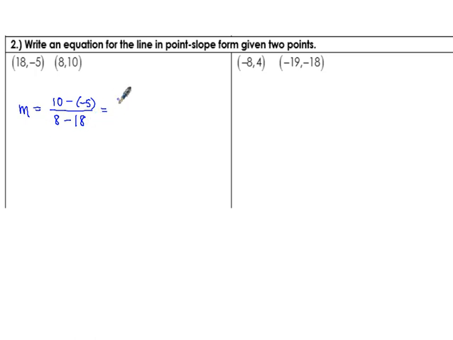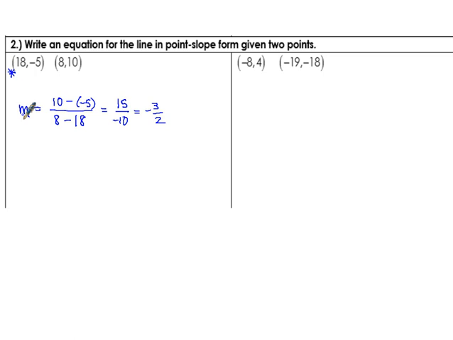I've got 15 over a negative 10, which simplifies to a negative 3/2 as my slope. Now that I have my slope, guess what? I can write an equation in point slope form. I have two ordered pairs, so I could write out two equations, but I really just need one. But for the sake of seeing the notes, I'm going to do both of them, but you only have to give me one. So here I go.